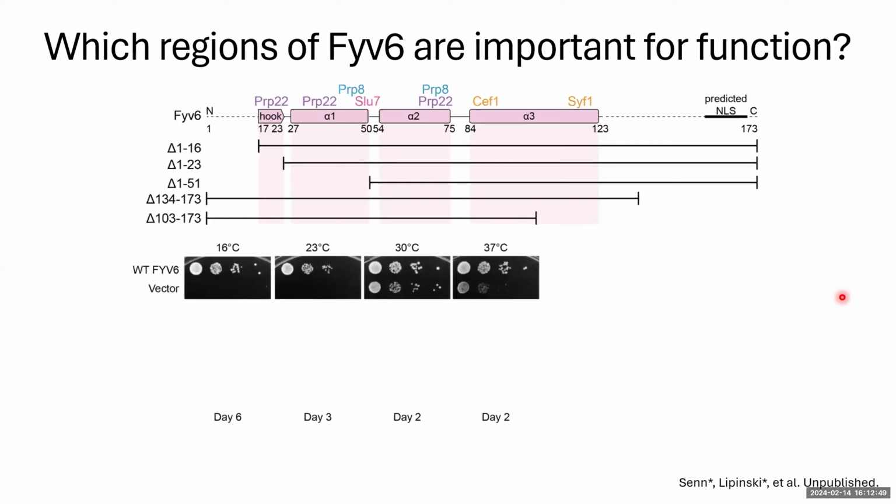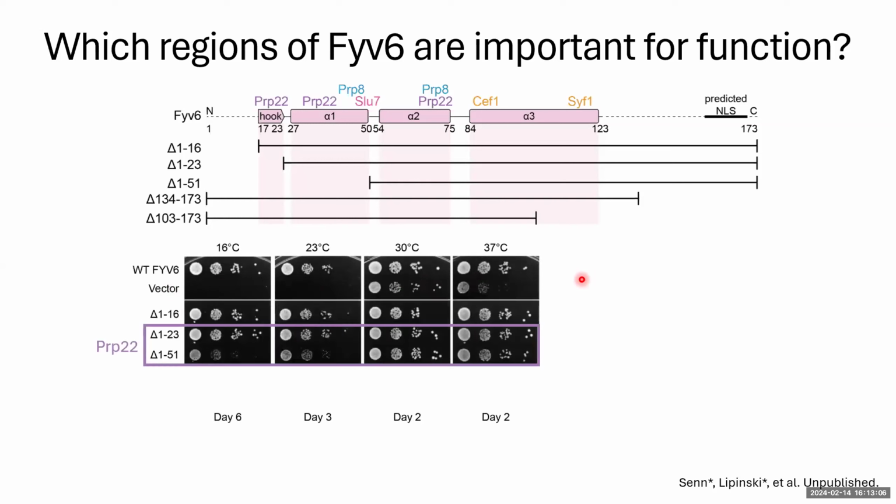We can then express these truncations in yeast and see if they're able to rescue the growth phenotype observed upon the deletion, or if these truncations resemble the deletion, meaning that they would potentially be functionally important regions for FYV6. And so we look at our N-terminal truncations.